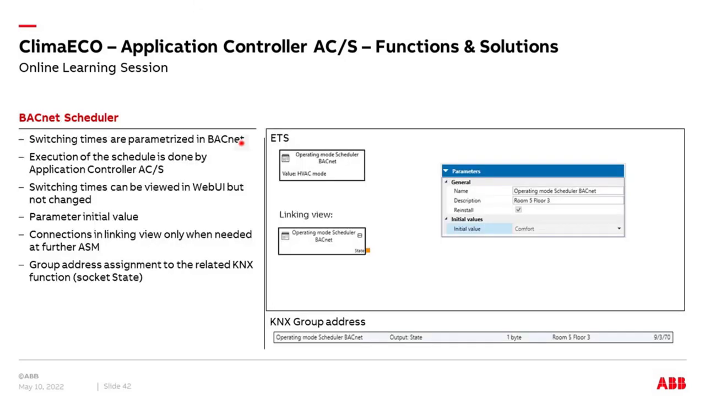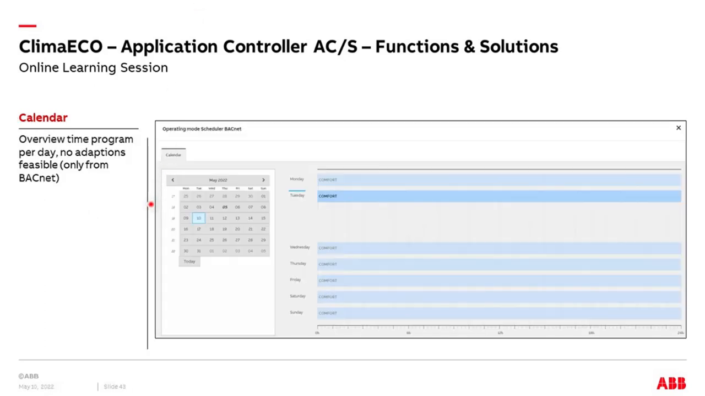So the BACnet scheduler, as mentioned, I don't go into details, it's just the same, but only time functions can be adjusted on BACnet. Finally, you have one parameter here, initial value can be programmed. You add again the group address in KNX, which shall be operated. But if you look at the web user interface, you see only the calendar with the time functions coming from BACnet, adjusted from BACnet originally. You can only view it here, but you cannot change. So only execution in the application controller, but no editing of the time function possible.